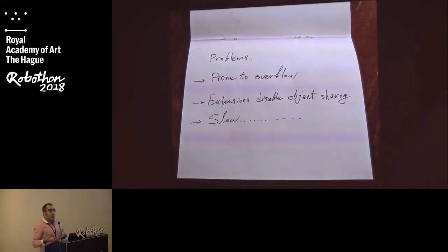Now, there are multiple problems with this. The use of DFS to begin with is prone to overflows because you encode an entire subtree before going to the next subtree. There's a very high chance that the first node of that subtree overflows. Using extensions to put everything in a different tree disables optimization and object sharing, and the whole thing is so slow.